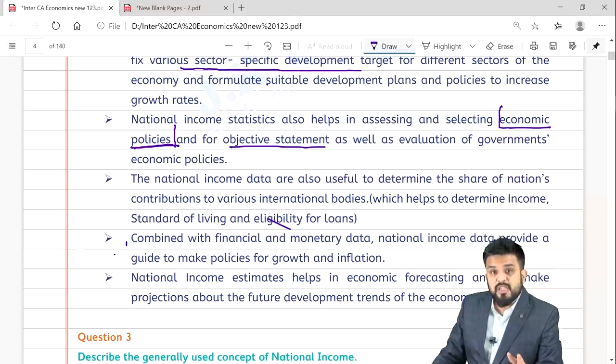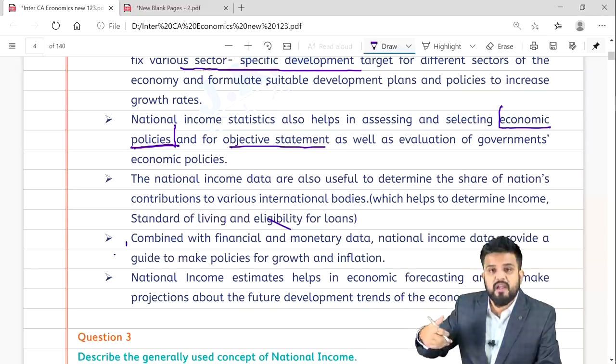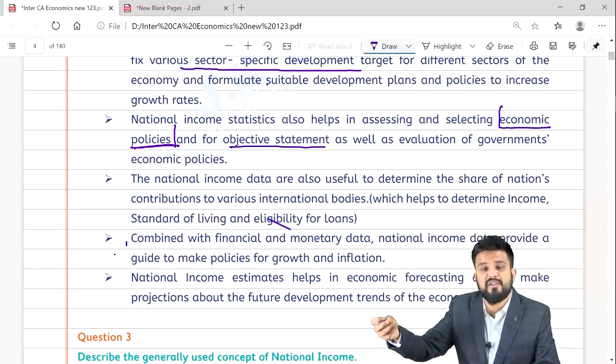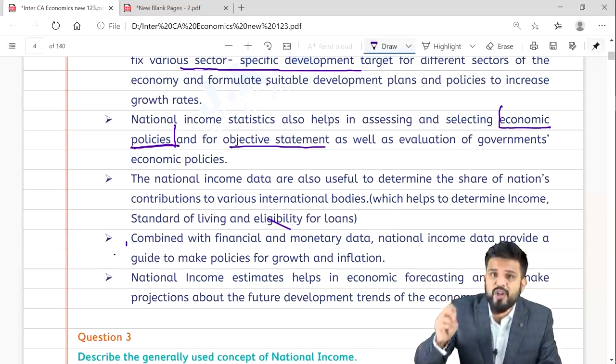Now, economic policy is of two types. One is fiscal policy, one is monetary policy. Whenever government decides anything regarding taxation and public expenditure, when to increase tax, when to reduce tax, when to increase public expenditure, when to reduce public expenditure, that is fiscal policy. And whenever Reserve Bank of India, that is central bank of our country, talks about increasing the interest rates, reducing the interest rates, all such discussions come under monetary policy.